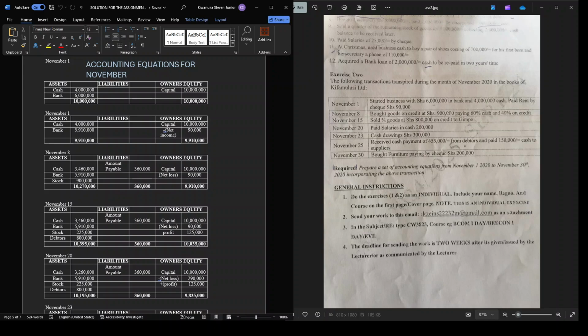Then we come to 15. They are telling us sold 3/4 goods at this on credit to Gimpe. So whenever we sell, we make a profit, whether the amount has come in or has not yet come in. On credit, it means the amount has not yet come in, but in the books of accounting, for us, we note that we have made a profit. And so here you put cash will remain unchanged, the bank will remain unchanged.